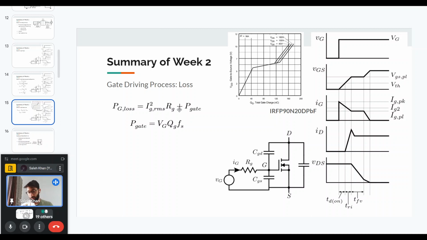So that will not be given in the MOSFET datasheet directly. You have to see the gate charge, you have to see what voltage you are applying, you have to see the switching frequency, then you can find the P gate, and then if you have the gate resistance and you know the RMS value of the gate current, after that you can find the PG loss, and that will be the minimum power rating. So I hope that's clear.